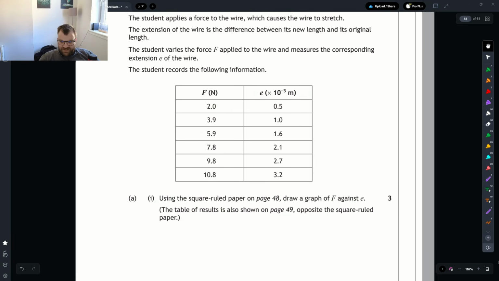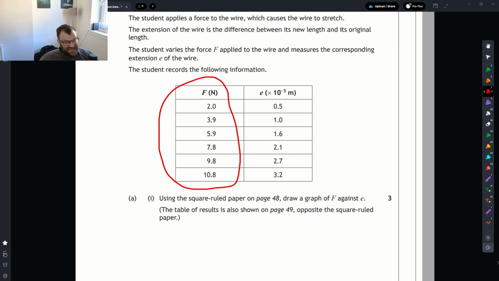Okay, in the first part of the last question, we're asked to draw a graph of F against E, so the force against the extension. Now, I treated this like I've treated every single graph I've ever come across in my life, where the one that's on the left is your independent variable that you're changing, and then you put your result on the y-axis. Plot, plot, plot, plot, plot, great.